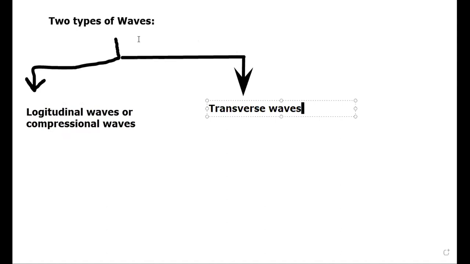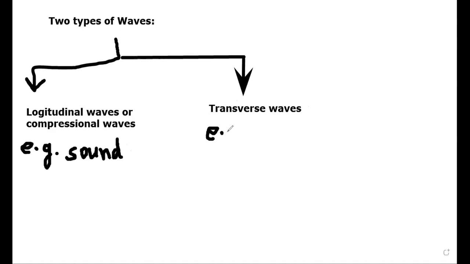Longitudinal waves are, for example, sound waves. Sound waves are actually longitudinal or compressional waves. These are generated by the compression and rarefaction of some energy. Then there are transverse waves, for example water waves, waves on water or ocean waves. So these are waves produced on the water.